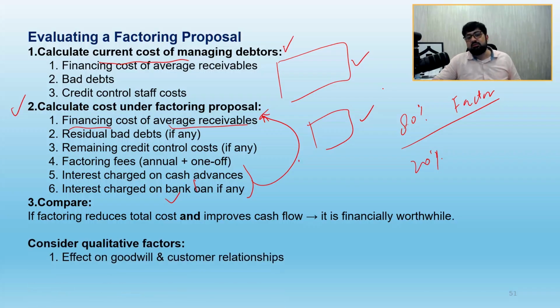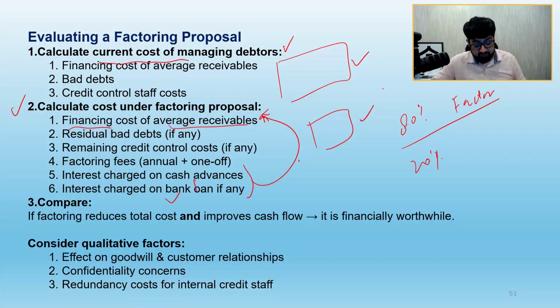Now, yes, some qualitative factors. When you sell your receivables to a factor, what happens? Your goodwill may be affected because the factor has to recover money at any cost. They don't have to deal with the customer with courtesy, the way we would. So the customer may get disturbed. Second is confidentiality, because customers' records are confidential with us, their contact information and what they owe to us. That may be a concern, and may be subject to certain laws as well.